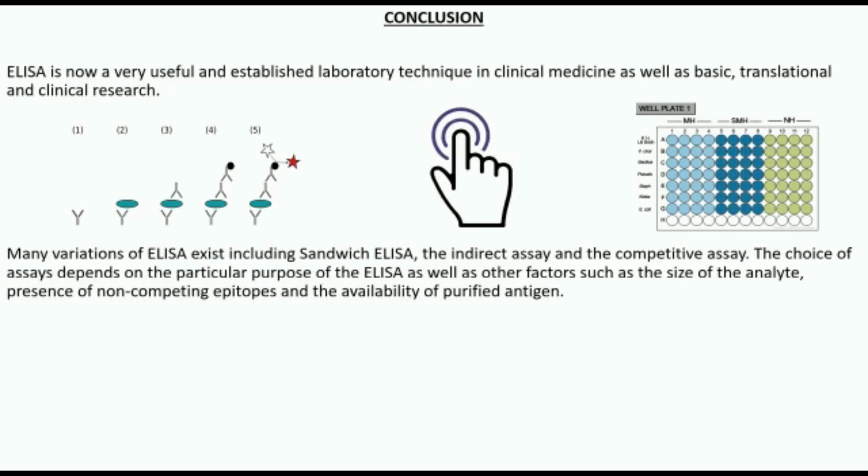Many variations of ELISA exist, including sandwich ELISA, the indirect assay, and the competitive assay. The choice of assays depends on the particular purpose of the ELISA, as well as other factors such as the size of the analyte, presence of non-competing epitopes, and the availability of the purified antigen.